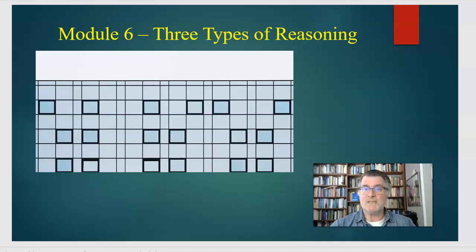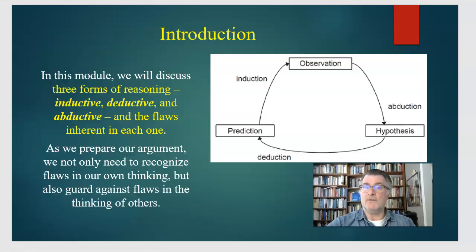And this week in Module 6, we're going to look at three different types of reasoning. There are two very common ones, inductive and deductive, that have been around for a long time. But the one I'd like you to pay attention to is one that we use quite often, but we don't really have a name for it. And that name is abductive.